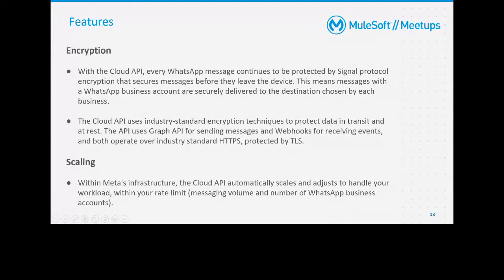Both operate over industry standard HTTPS protected by TLS. So for the Graph API and webhooks, you will be required to use an HTTPS connection, which means you will need a certificate as well. I'll show you that for creating a webhook, you cannot even use a self-signed certificate. You have to use a signed certificate.